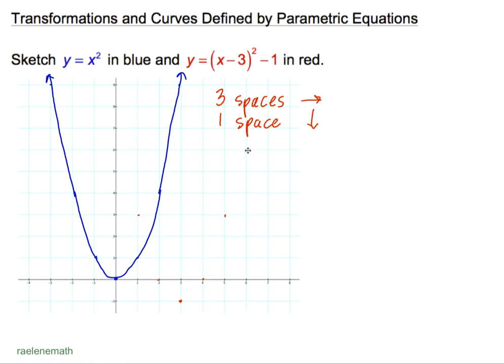4, 5, 6, 7, 8, 9, and on the other side. And so we would come up with a transformation graph that looks like this. Trying to get it a bit tidy. And so we get a parabola that has been moved 3 over and 1 down. 3 to the right, I should specify.